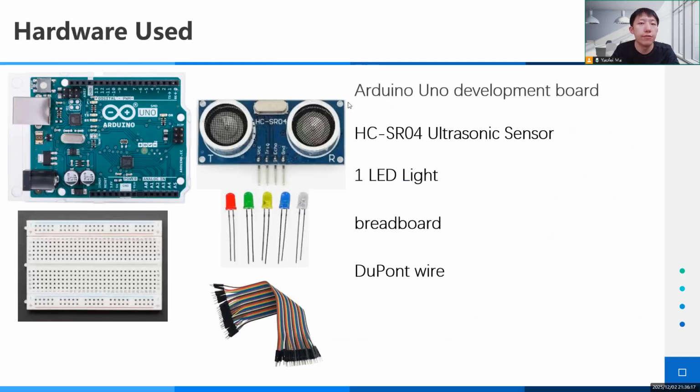This is the hardware list. We need these hardware parts for the project. The core control unit is the Arduino Uno R3 board, which runs C++ programs. The main part for distance detection is the HC-SR04 ultrasonic sensor. We also need one LED light for linkage demonstration, and include a breadboard, some jumper wires, and a computer to run the C# program.